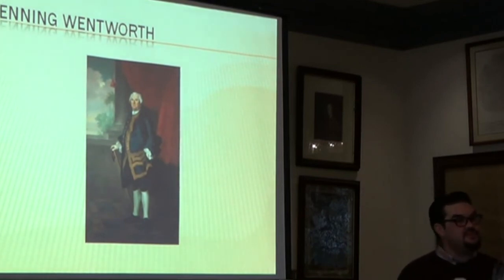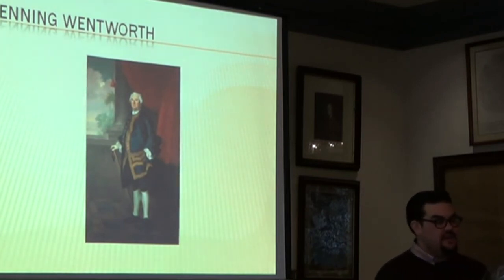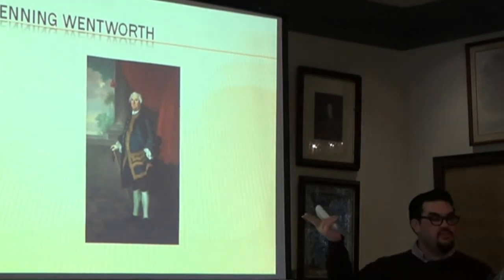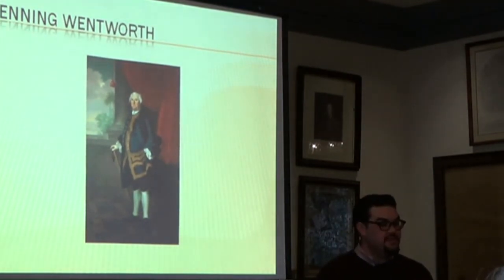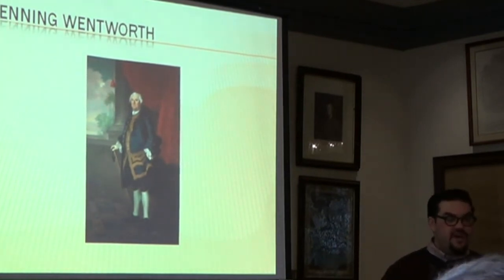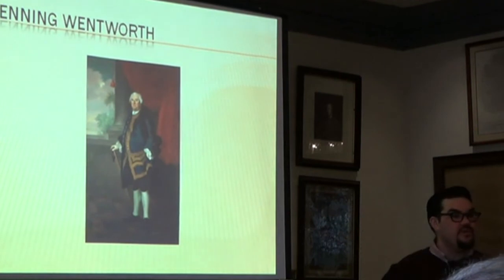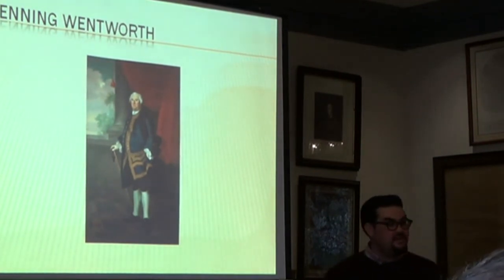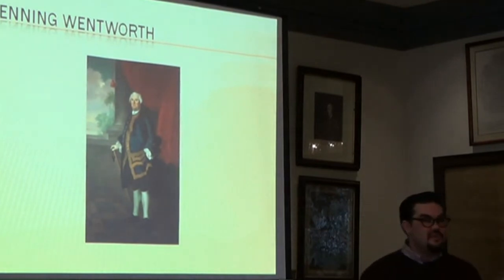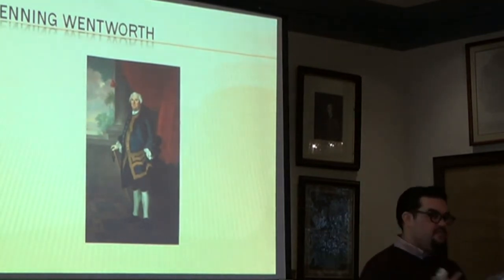If the empire was going to work, the Americans had to play their part. But Americans were not always willing to play along. That was the whole point of Wentworth's problem. So he had to come up with a way to get the Americans to voluntarily cooperate with what Parliament required. So without voluntary cooperation, the British Empire could not work. Keep that in mind.